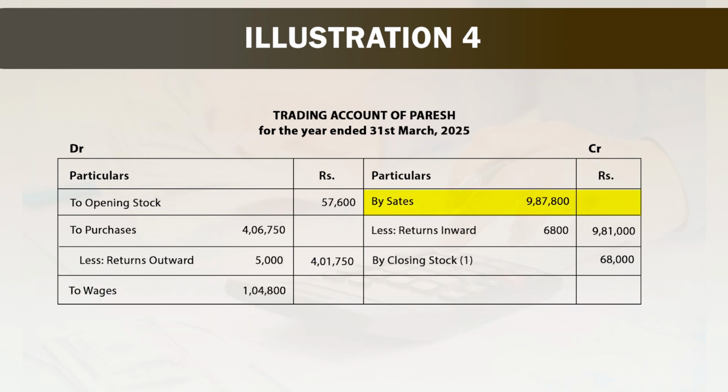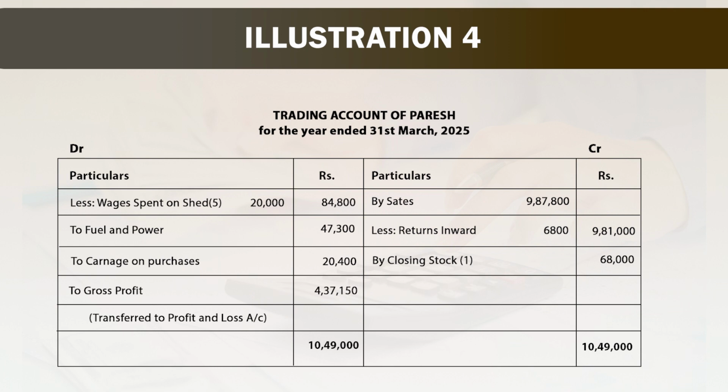Now we will see the items of the credit side. We have sales of 9,87,800, and from that we have to reduce returns inward 6,800. So, net sales of the current year is 9,81,000 rupees, and the next item is closing stock, that is 68,000 rupees. So, the total of the trading account comes to 10,49,000 on both sides, and finally, the gross profit we will transfer to the credit side of the profit and loss account.